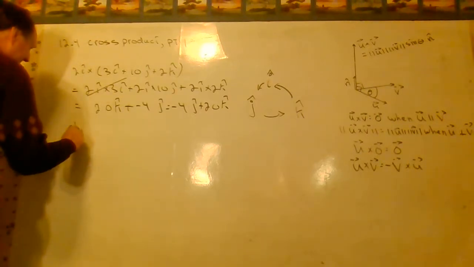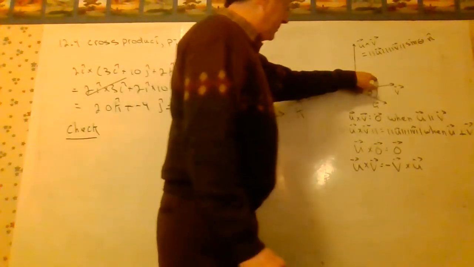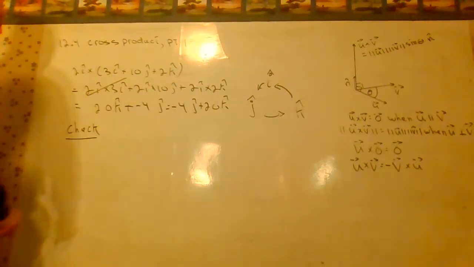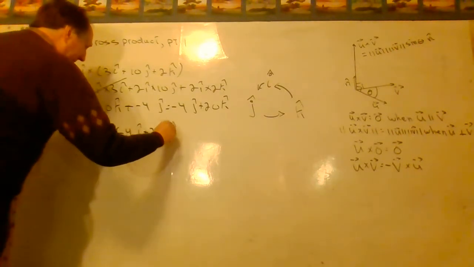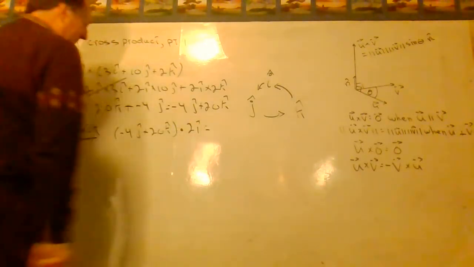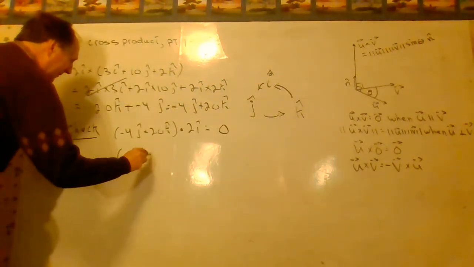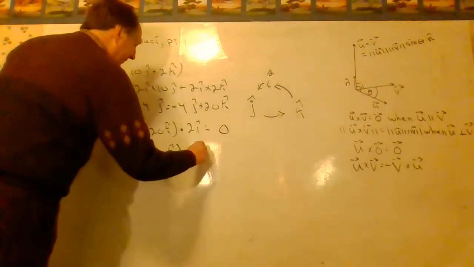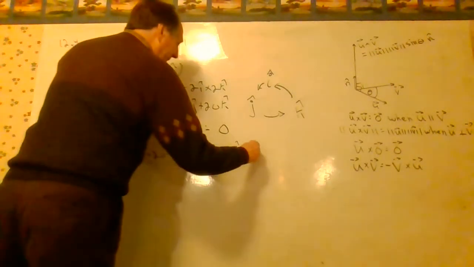Now, if you want to check, I told you this answer is mutually perpendicular. How do you check to see if it's perpendicular? Well, we're going to take a dot product. Let's just do a quick check. Negative 4j plus 20k dotted on, let's take this first one, 2i. That's clearly 0. And you also can do negative 4j plus 20k dotted on this bigger vector here, 3i plus 10j plus 2k.